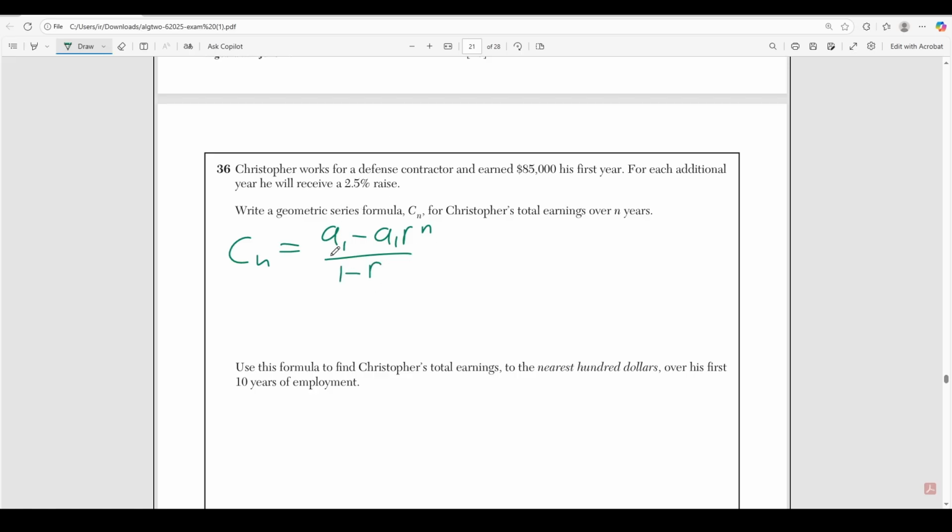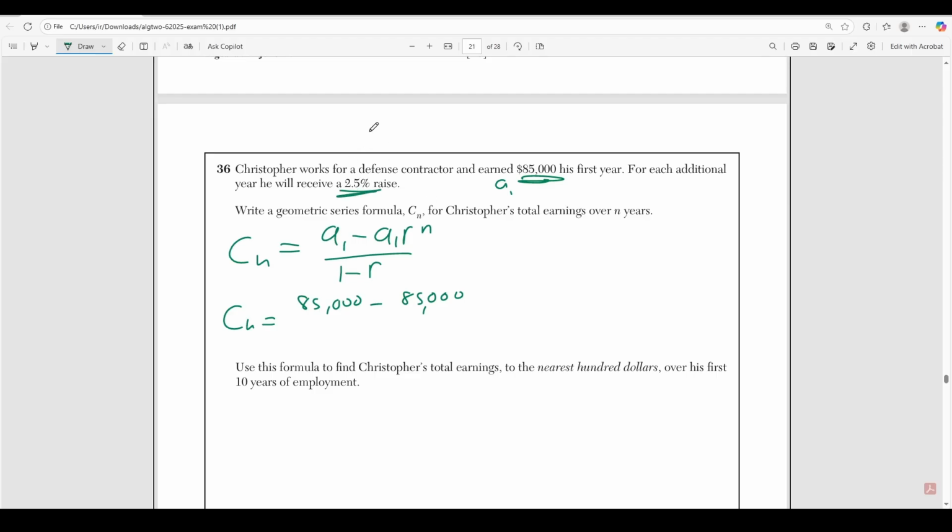Okay, so in this case, a1 is the first term, or your initial. He earned $85,000 his first year, so that's going to be his initial. So C of n is equal to 85,000 minus 85,000 times r. Now what is r? R is the rate, okay? In this case, he's receiving a 2.5% raise.